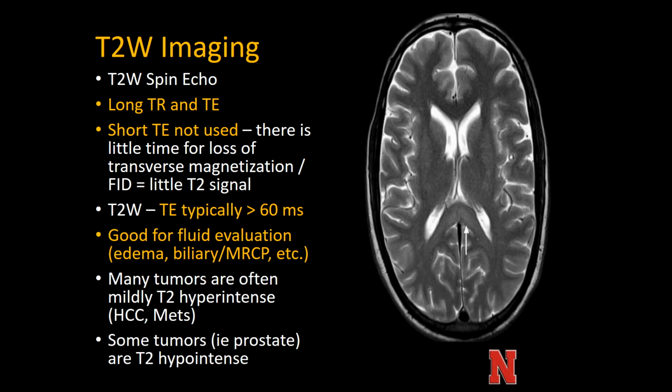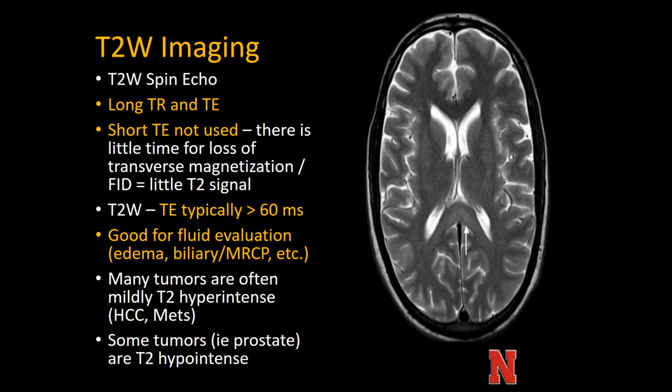What is T2 weighted imaging good for? It's good for evaluation of things that are fluid, like edema, because fluid and water specifically have relatively long TE times. So edema, looking at MRCP images, the biliary tree. Many tumors are often T2 hyperintense, like hepatocellular carcinoma. Many metastases are T2 bright. Neuroendocrine tumor metastases, schwannomas, nerve sheath tumors are T2 bright. There are lots and lots of tumors that are T2 bright.